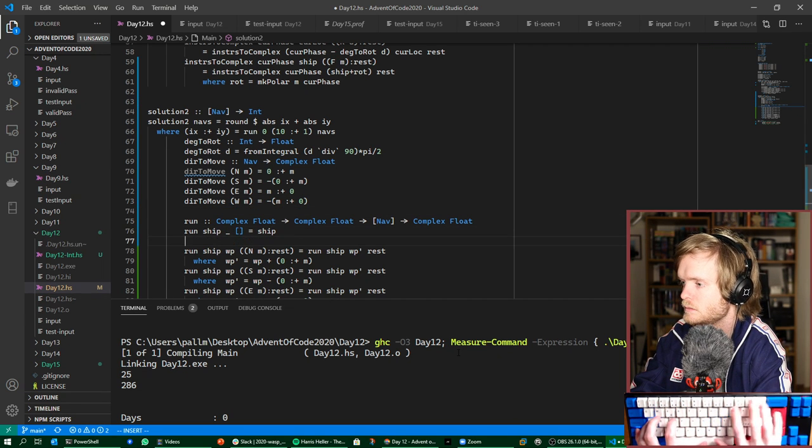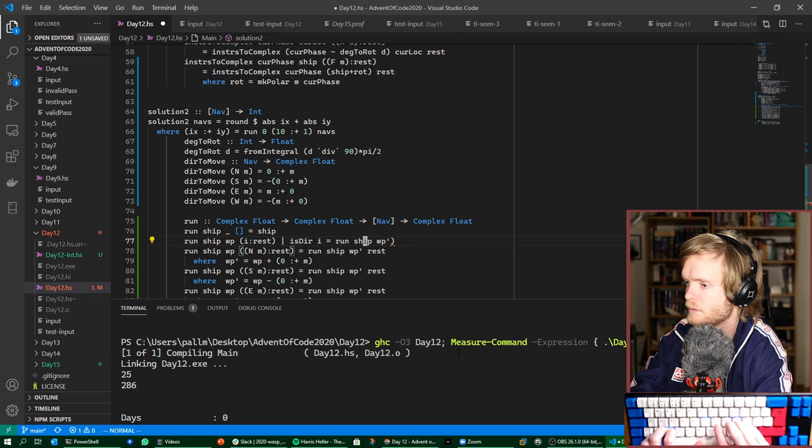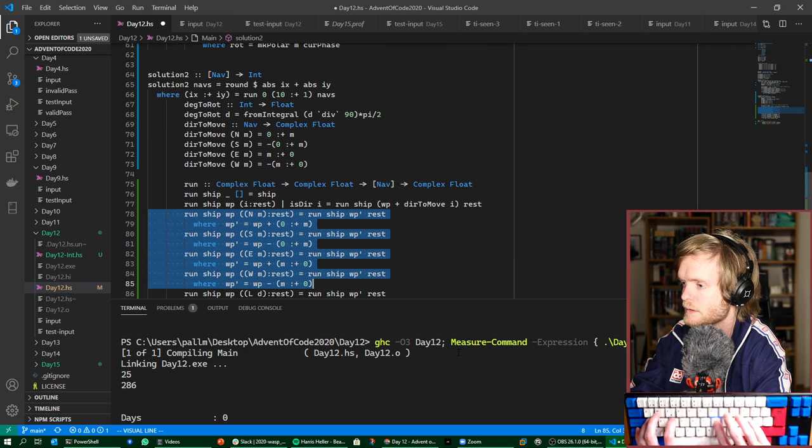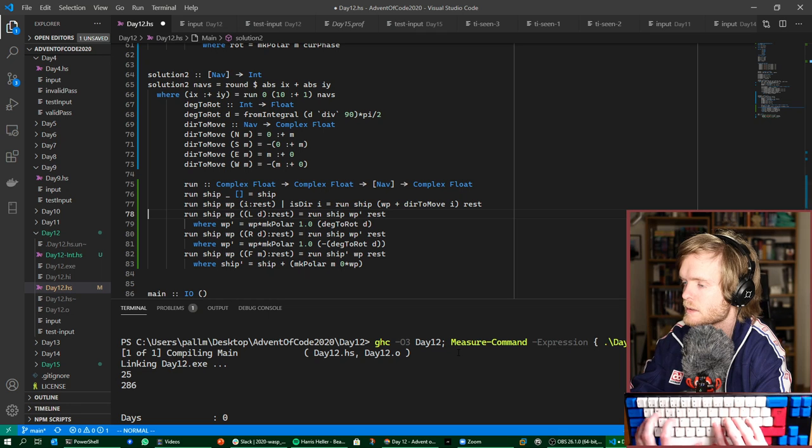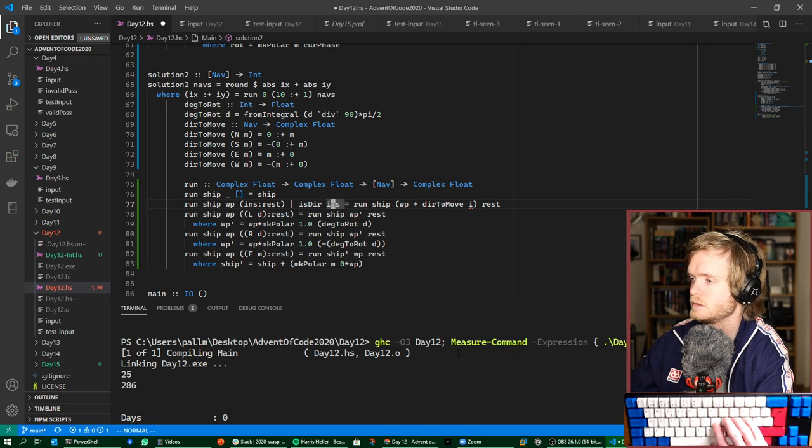Then we can just say here run ship vp, in the rest case, is dir i equals run ship vp prime, run ship vp plus dir to move i rest. We can remove all these lines because they're all doing the same thing. Ints. This is gonna be ints. Okay.